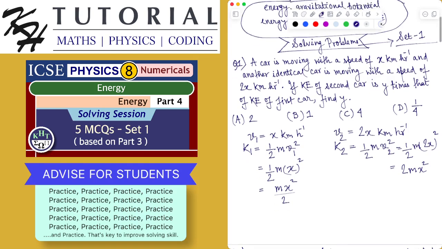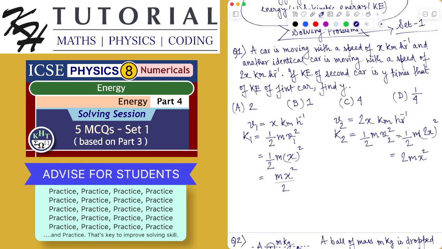Now it is also given that kinetic energy of second car is y times that of kinetic energy of first car, so K2 is equal to y times K1. This implies, we have to find the value of y, so y is K2 by K1, which is equal to m x square by 2 divided by 2 m x square. m x square will cancel out and it will be 1 by 4. So y is 1 by 4. So the correct choice is D.